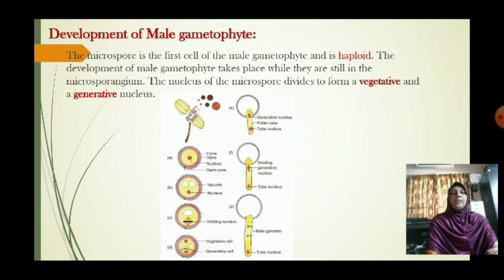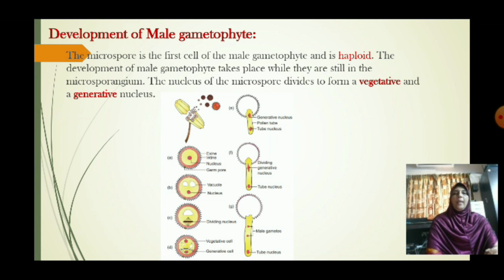cell. At this two-cell stage, the pollens are liberated from the anther. In some plants, the generative cell again undergoes a division to form two male gametes. In these plants, the pollen is liberated at three-celled stage. In 60% of the angiosperms, pollen is liberated in two-cell stage.